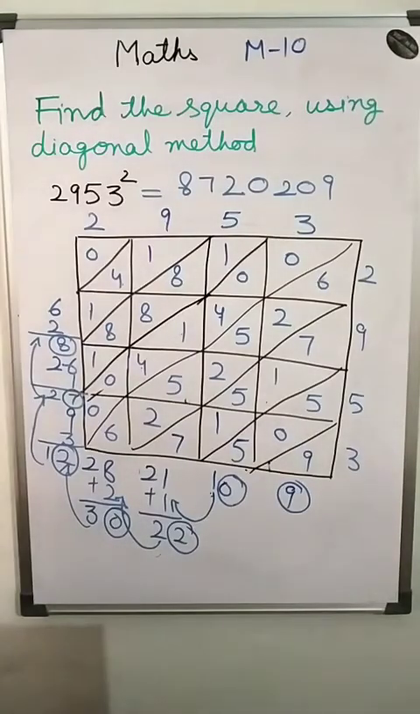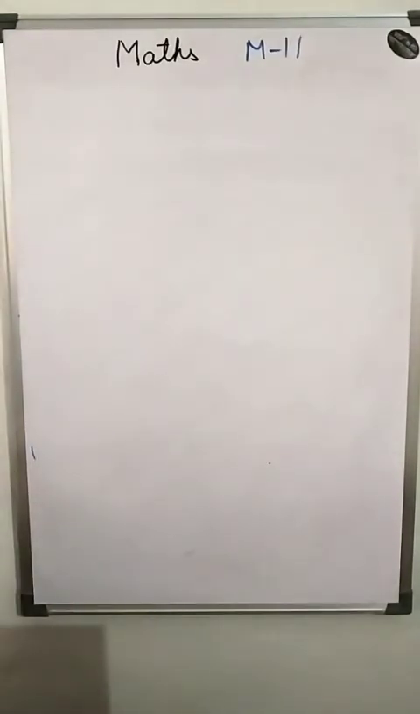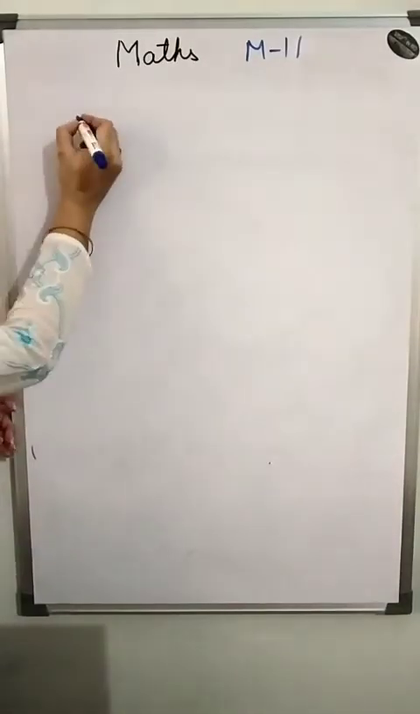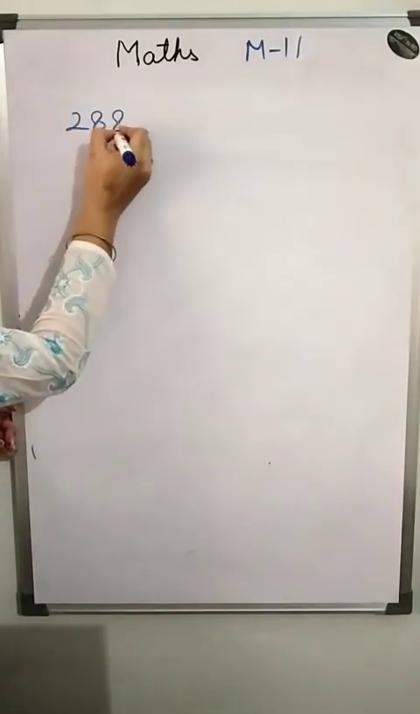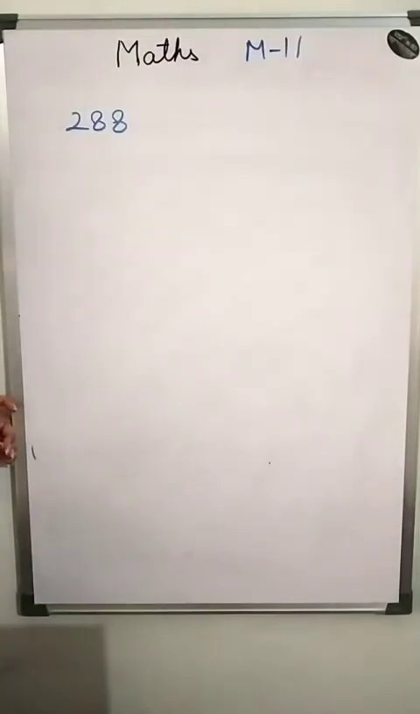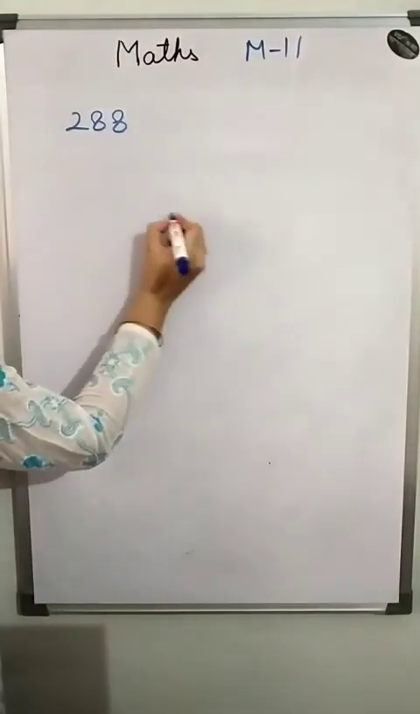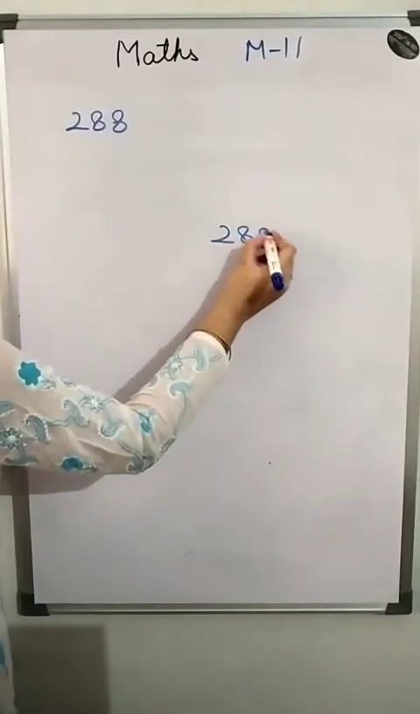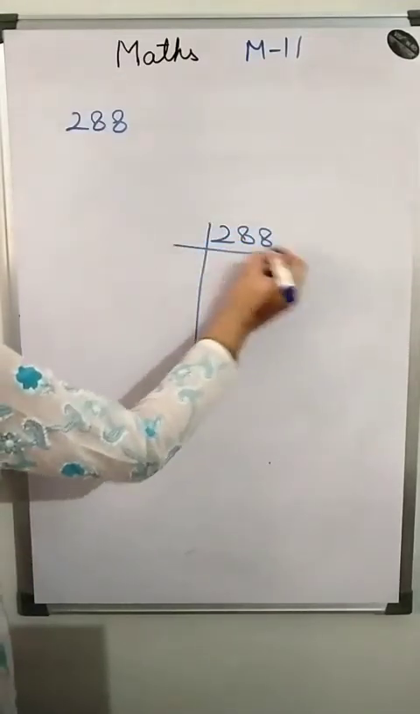Right everyone? So module number 11. In module number 11, I explained how to find whether a number is a perfect square or not. Suppose I have the number 288. We have to check whether this number is a perfect square or not. So how do we calculate? First we calculate the prime factors of this number.